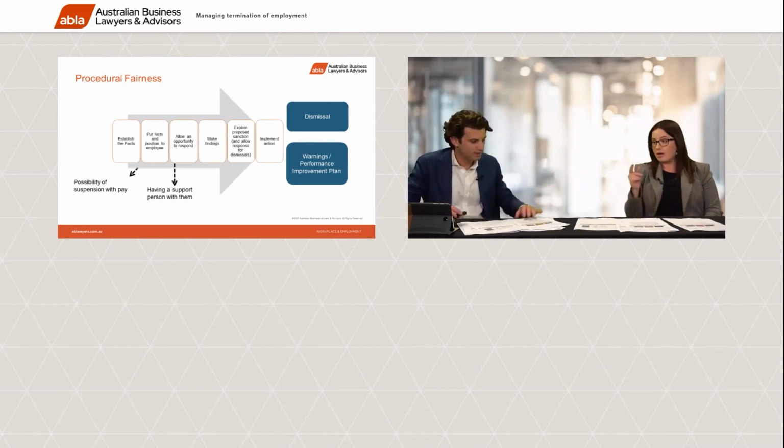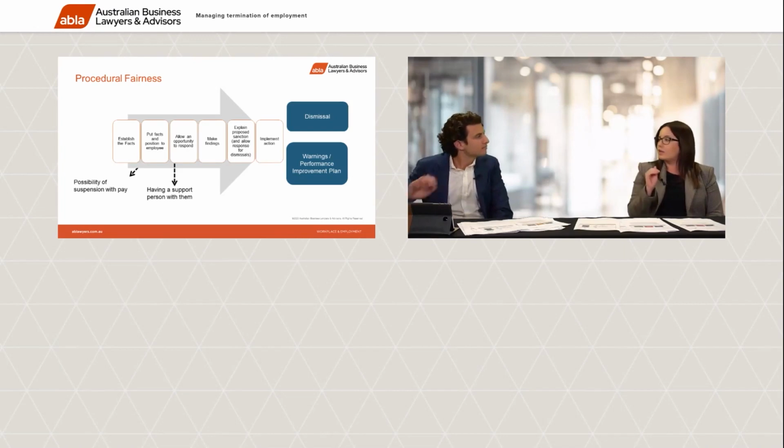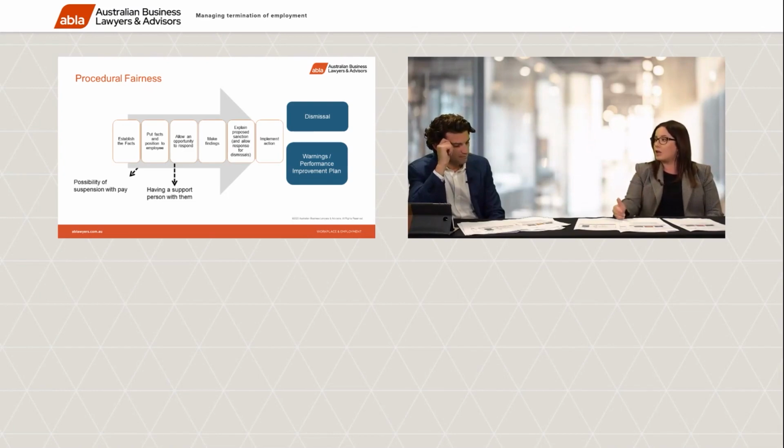Sorry, before we do move on, one of the other questions that has come through, which I think is an interesting one, is where there has been a historic underperformance that's been unaddressed, how does that ultimately affect the ability to proceed to termination and undertake a PIP process, for example, where the conduct or the performance has not necessarily been addressed historically?